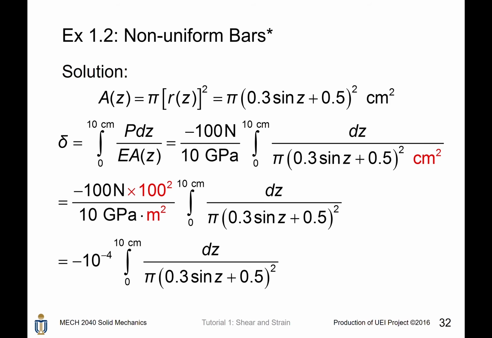After we identify A(z) and we know P and E, we just take them out and substitute A(z) into the expression. After that, we will eliminate the units. We make everything into SI units in order to avoid confusion. Eventually, we will get an integral like this.